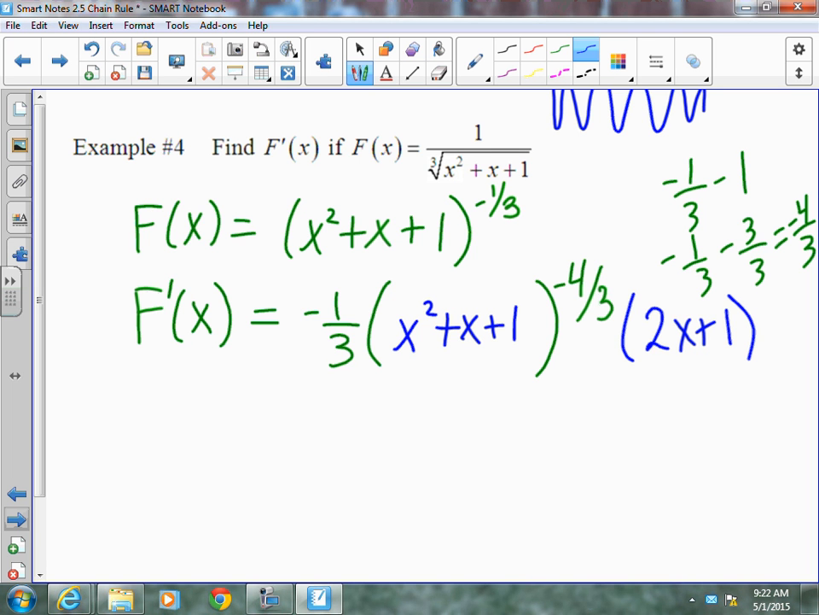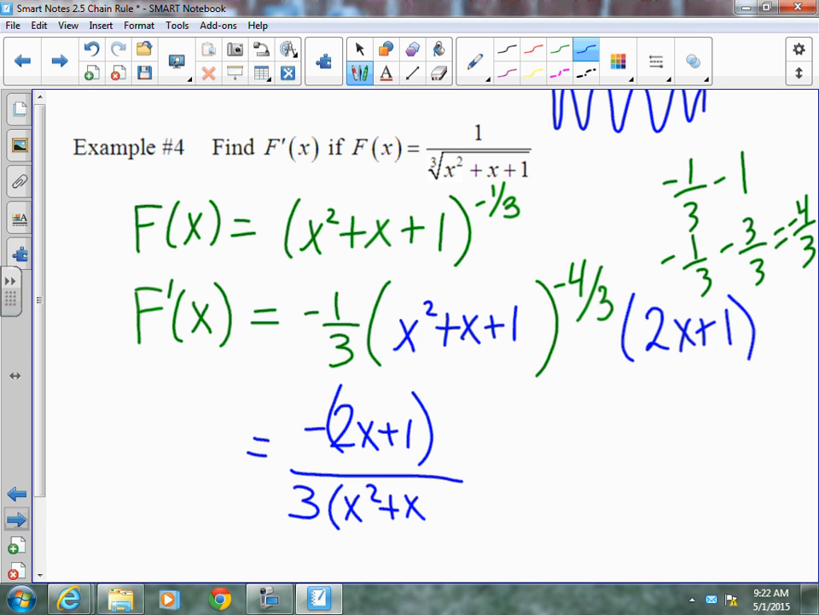And when we rewrite it, we get negative stays at the top, the 2x plus 1 stays at the top, and at the bottom we have our 3, and our x squared plus x plus 1 to the 4/3. I don't care if you turn it back into a radical, but I do care that you make your exponents positive for your final answers.